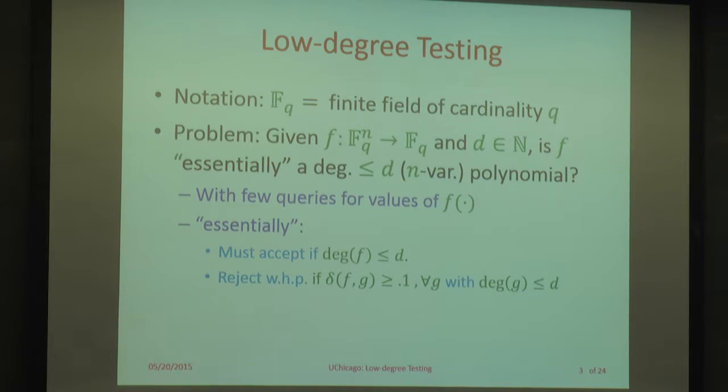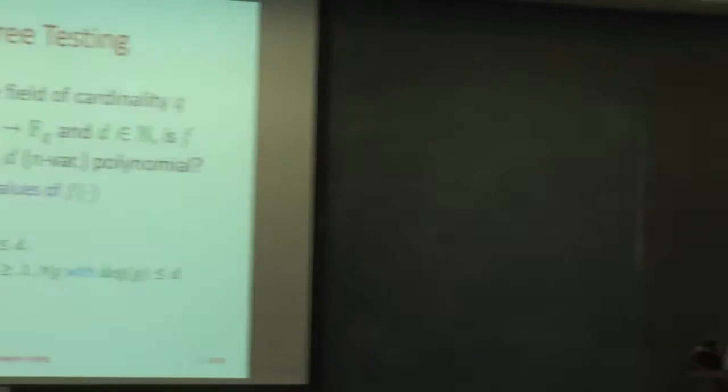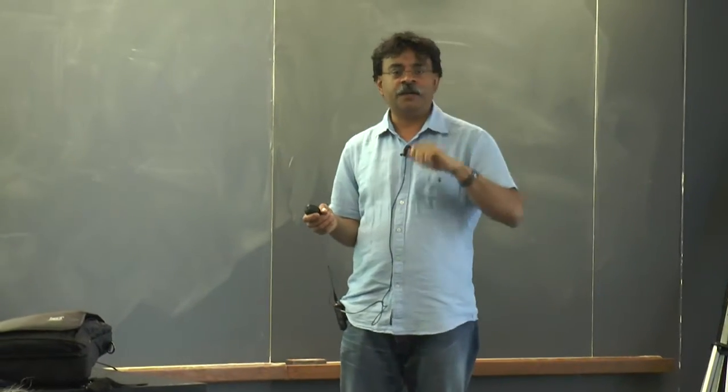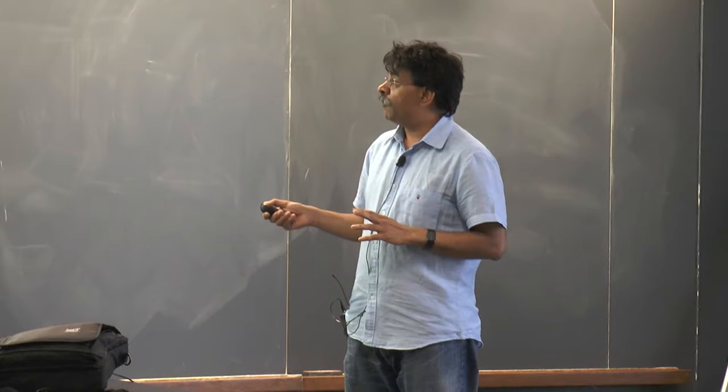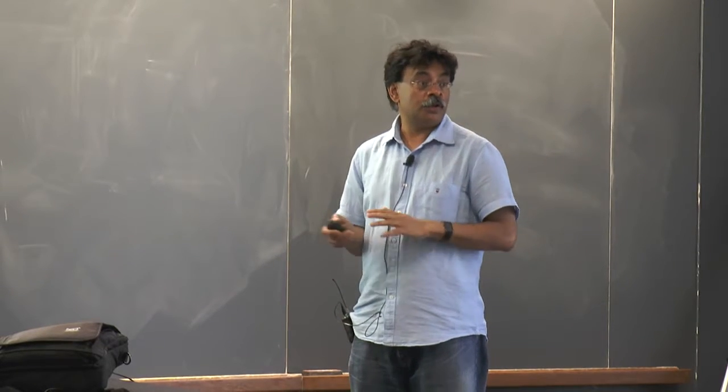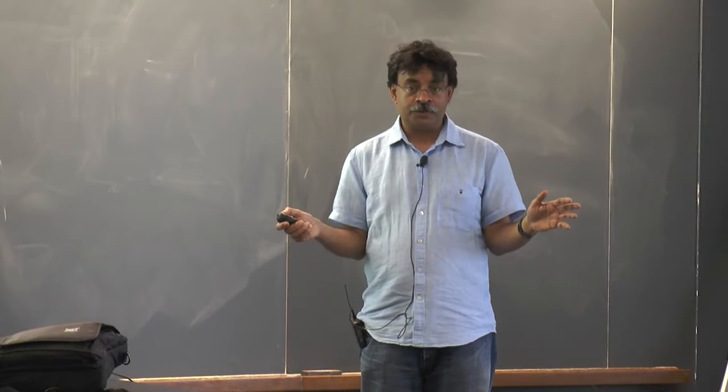If your function is a degree d polynomial, you must accept. Okay. You do not have a choice. No matter what set of values you looked at, if your function is a degree d polynomial, you have no excuse to say I will reject this function. Okay. On the other hand, if your function is very close to a degree d polynomial, you get to say whatever you want. If by changing the value of the function in 1% of the points, this is a function with a finite domain. Okay. There is only a finite number of input values.